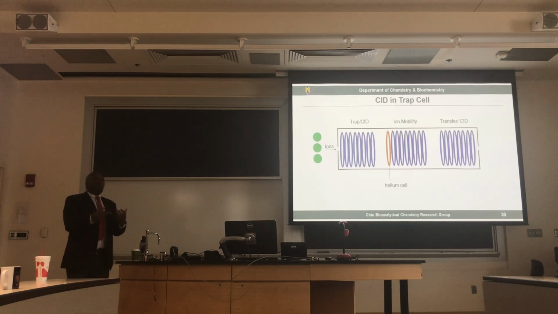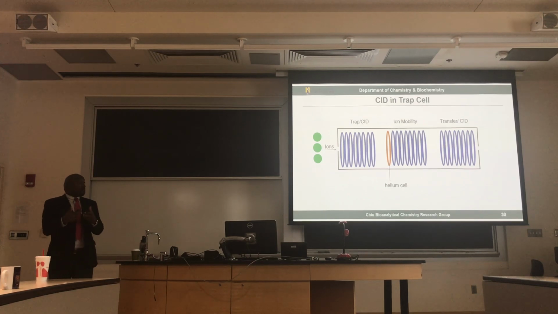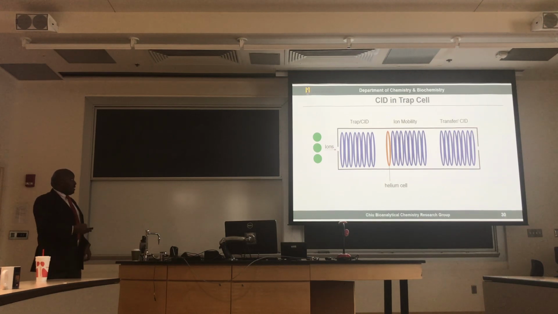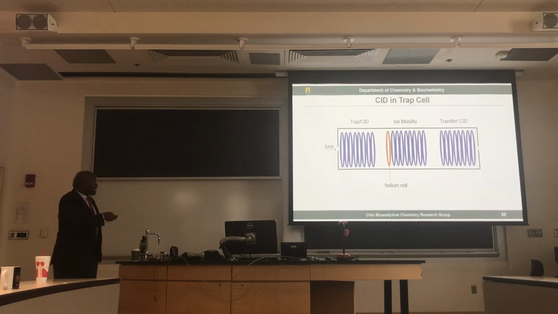So we decided to come up with a simple method to get the internal energy of the ions as they travel through the ion mobility cell, or the whole platform. So what we did is that you get your ions, you fragment them either in the trap or in the transfer cell. So that is, we are doing that in the trap cell.